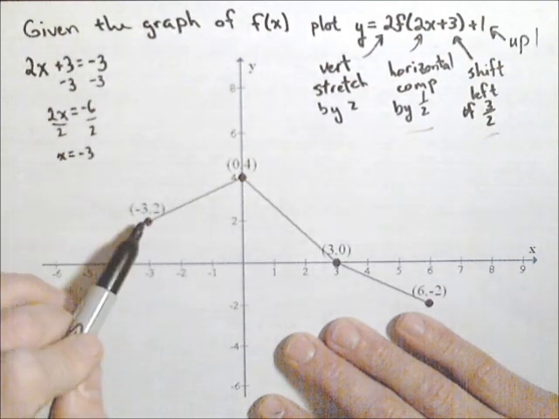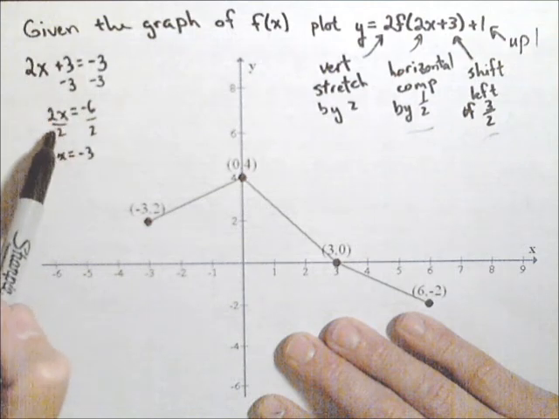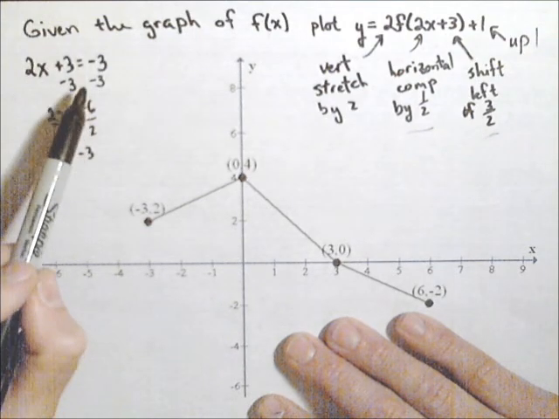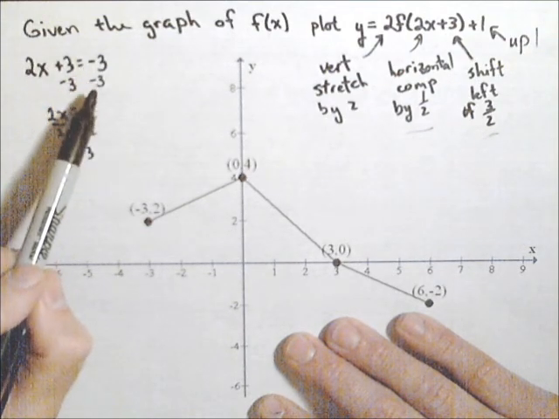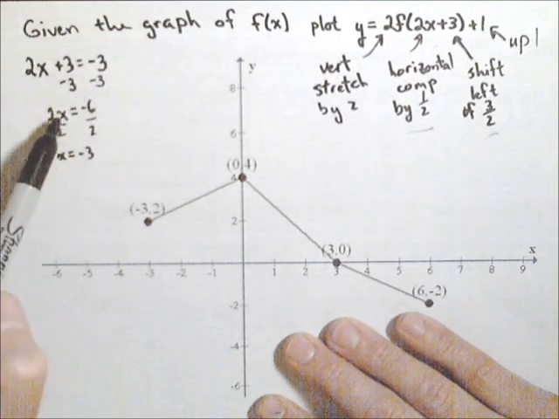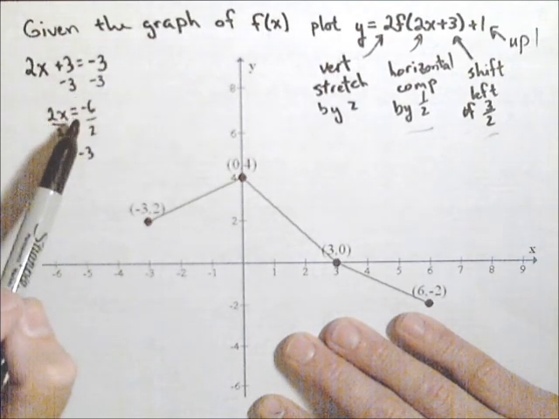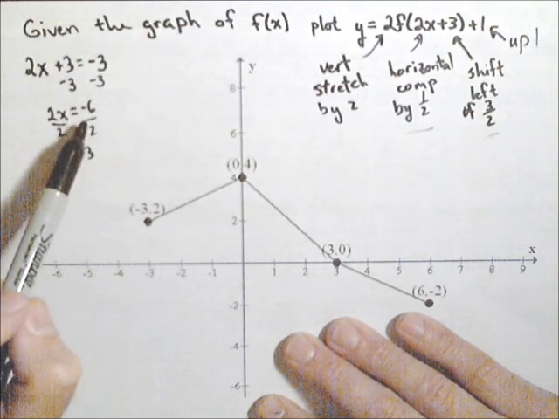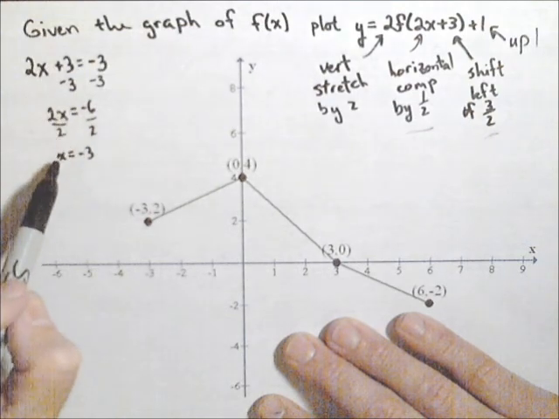So the x value for this one is -3, and that's why, notice, because it gets divided by 2 after the move left, that's why the horizontal compression is also applied to the shift. So there's our x coordinate.